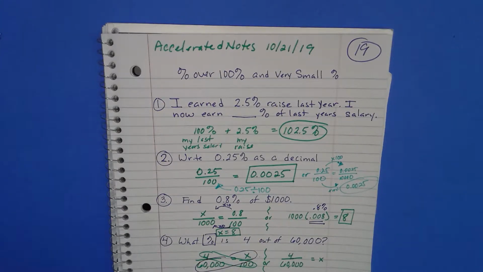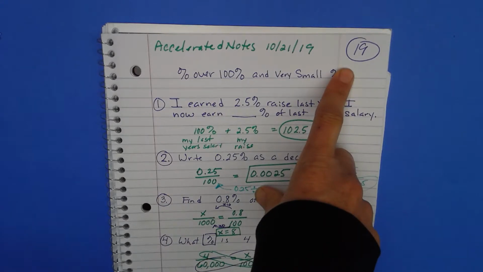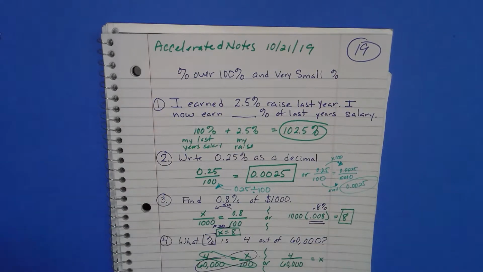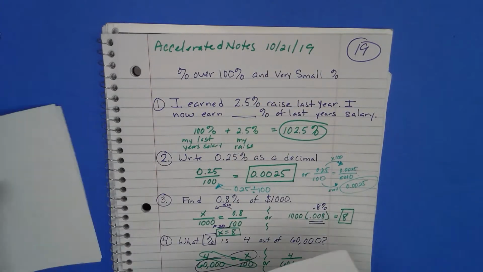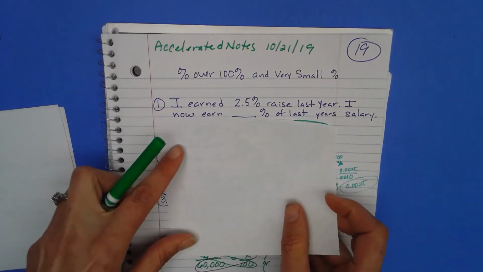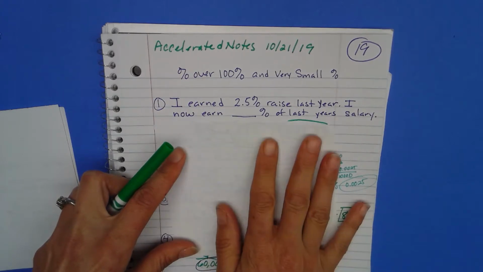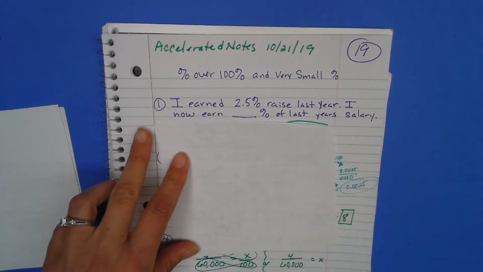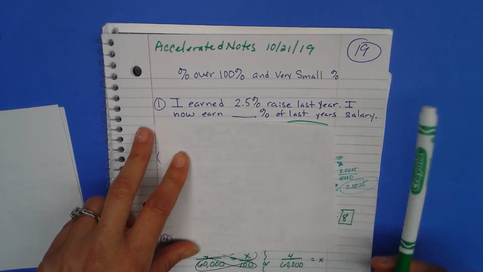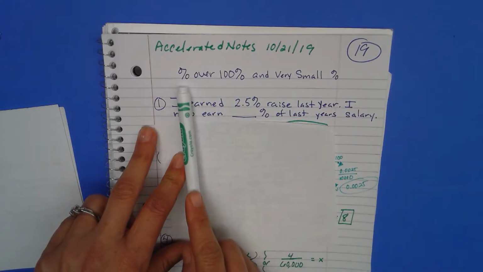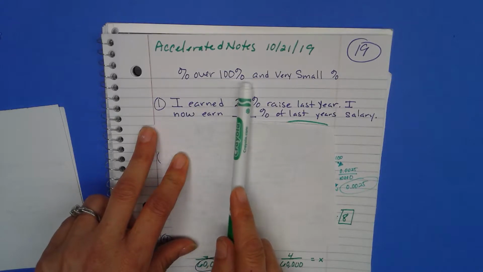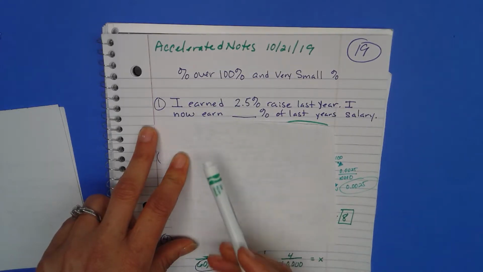Okay, this should be on page 19 of your notebook. It's optional what you want to copy down. Today's the 21st of October. A bunch of band students were missing, so we're going to go over today's notes that we did in class. Again, you don't have to copy them into your notebook. It's really a review of other concepts that we've done in this chapter with percents that are less than 1% and over 100%.